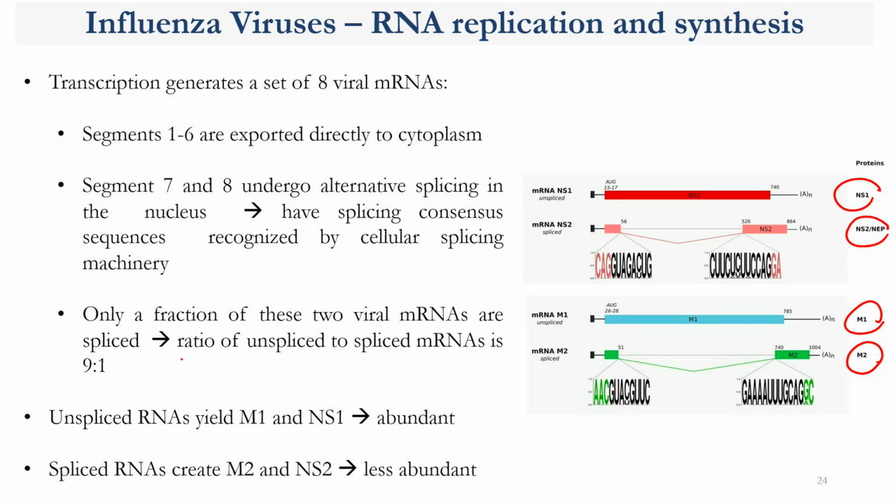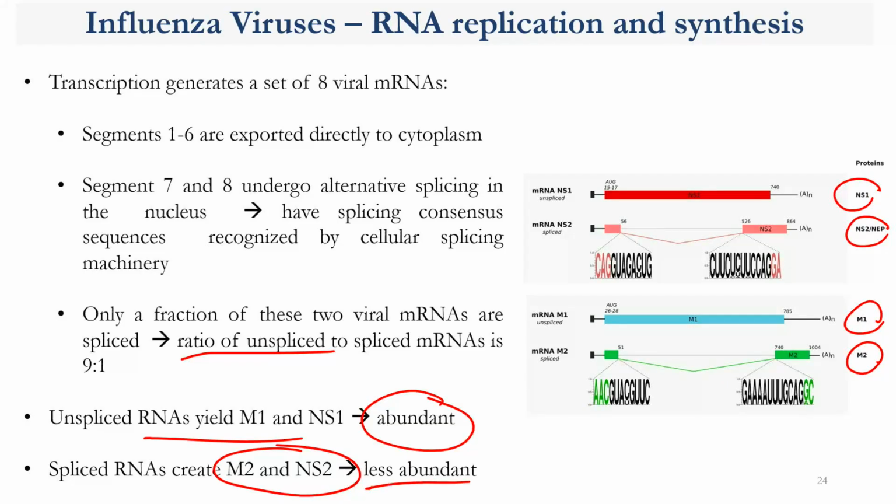So if you were to look at the ratio of the unspliced to spliced mRNAs, you almost have 9 times as much unspliced RNA as spliced RNA, okay? Your unspliced RNAs make M1 and NS1, which is fairly abundant, and your spliced RNAs create M2 and NS2, which are less abundant.